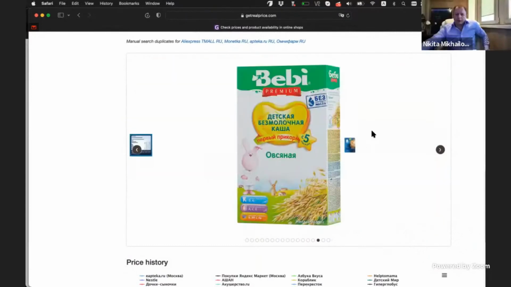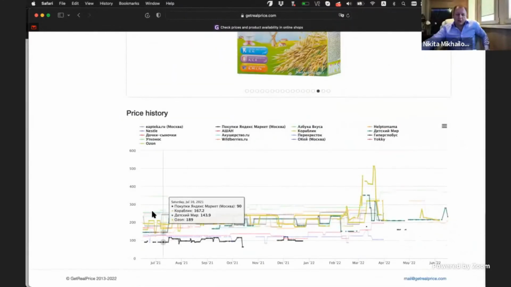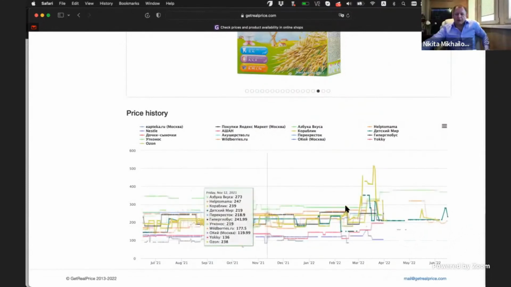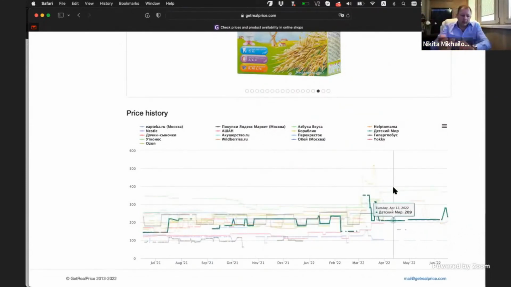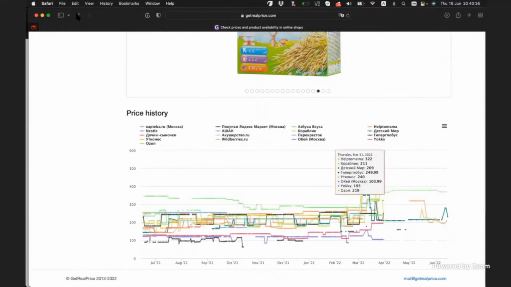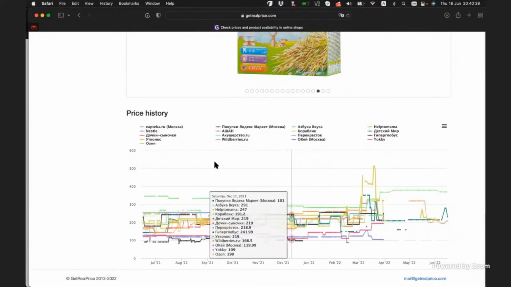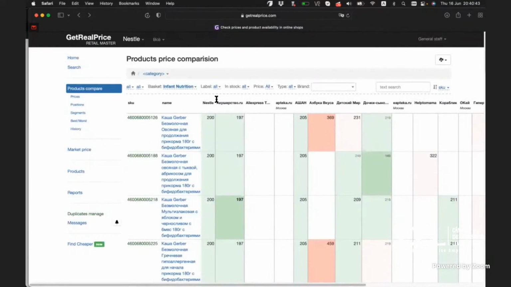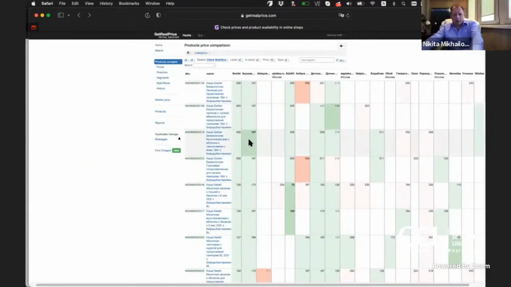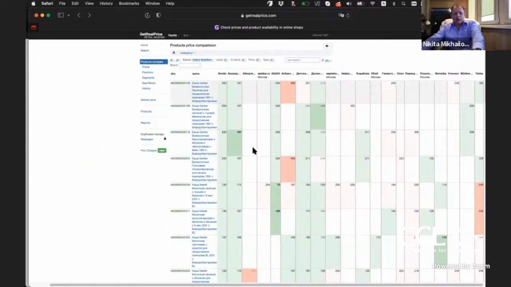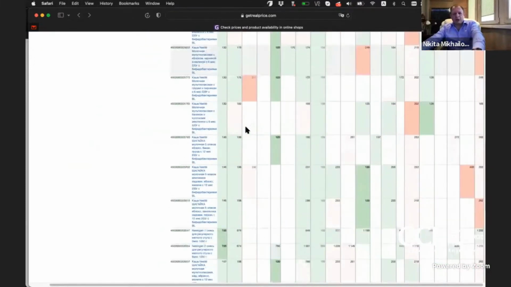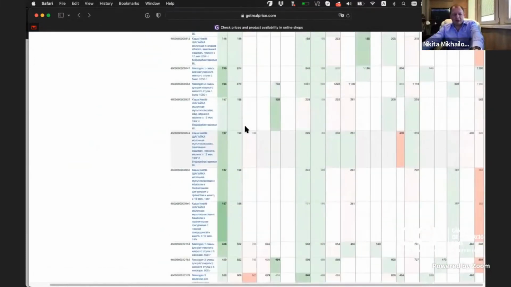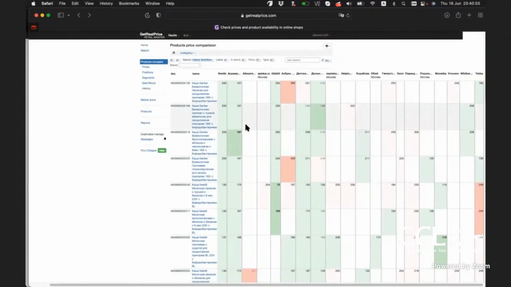And you understand all the price movement corridor, both for duplicates and for analogs, I mean competitive products. So this is how it can look in terms of controlling all of your products in all of the web shops.